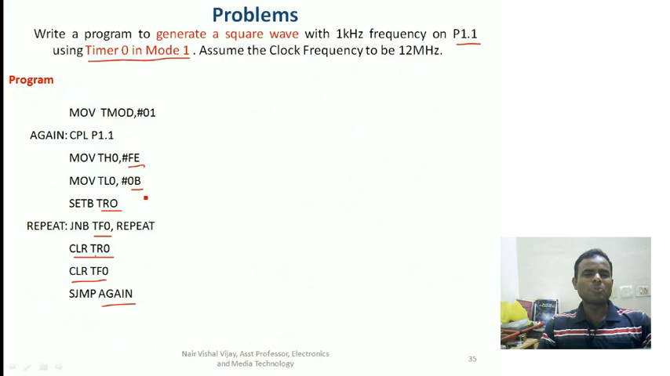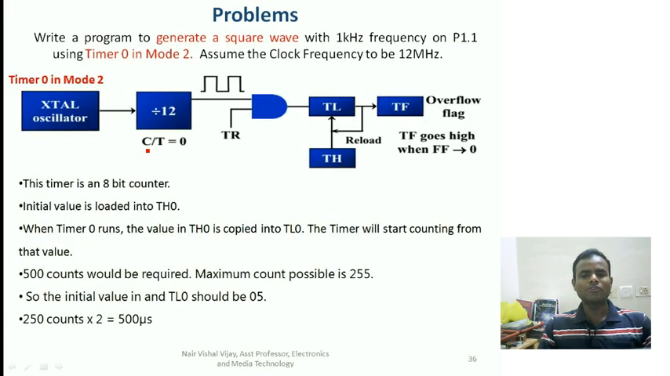So this was a simple problem illustrating how timer 0 is run in mode 1 operation to generate a delay which gives us a square wave of 1 kilohertz frequency. Okay, so let's see how we can do it in mode 2. Now, the same thing, to generate a square wave of 1 kilohertz frequency on port 1.1, how can we do it in mode 2 of timer 0 operation.